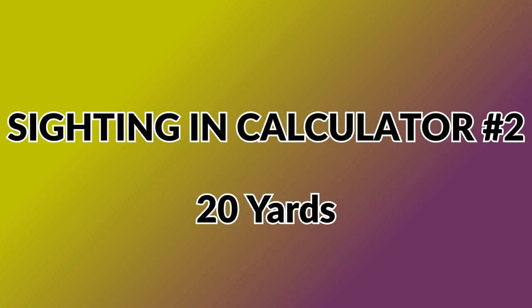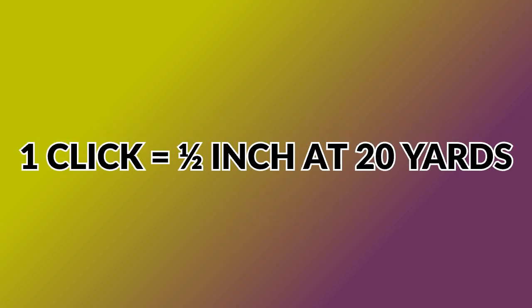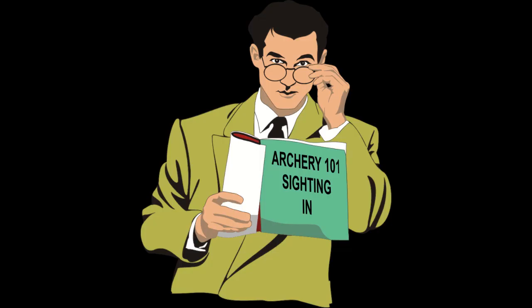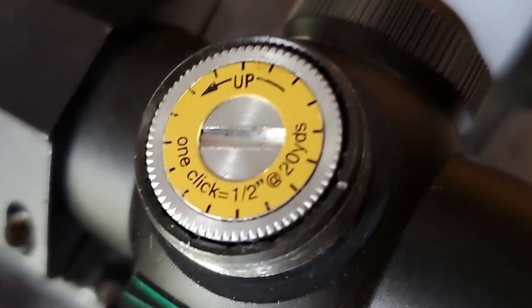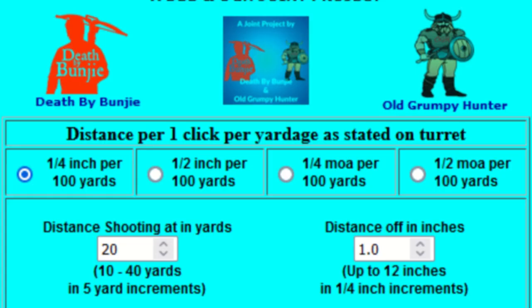The sighting in number 2 calculator, 1 click equals a distance at 20 yards. For example, 1 click equals a ½ inch at 20 yards. 1 click equals a ½ inch at 20 yards? I have never seen that. I have to admit, I've never seen one, but Rich sent me this picture of one. Let's take a look at the sighting in calculator.